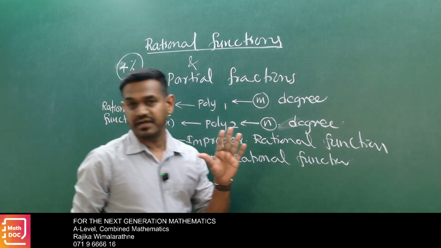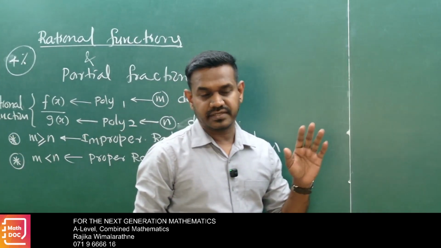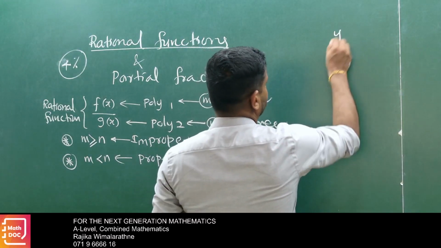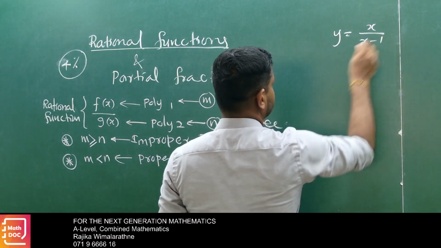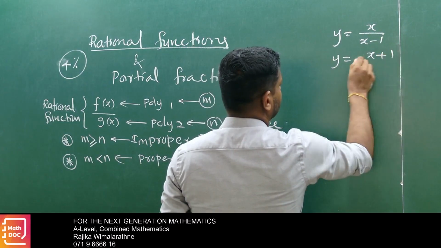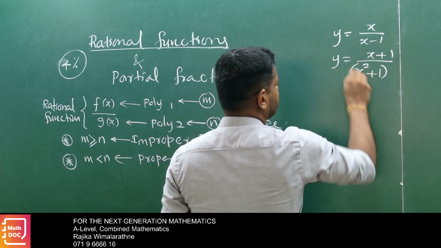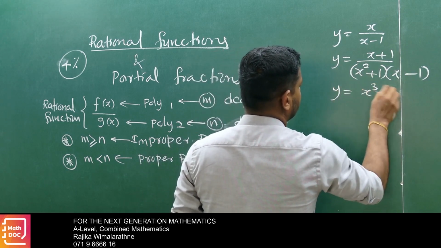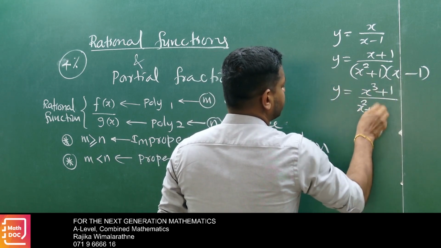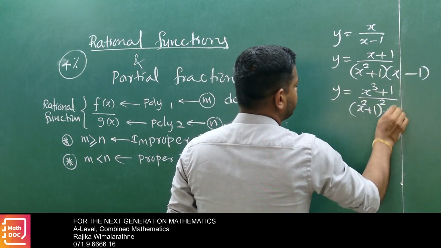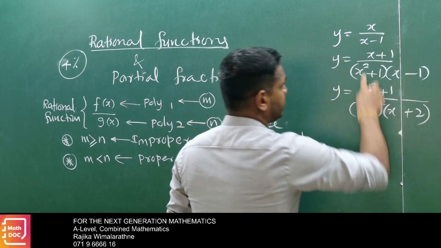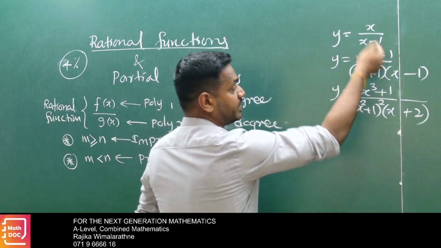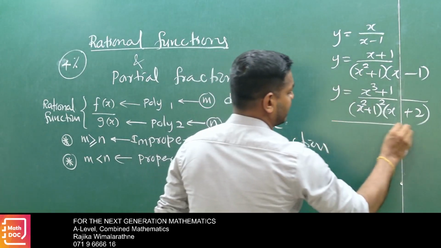So see a few examples. Consider y equals x over x minus 1; y equals x plus 1 over (x squared plus 1)(x minus 1); y equals x cubed plus 1 over (x squared plus 1) to the power 2 times (x plus 2). Here the denominator degree is greater than the numerator degree in each case.